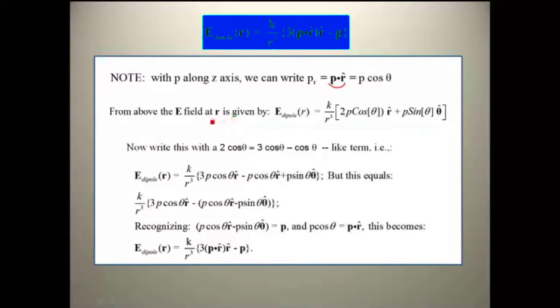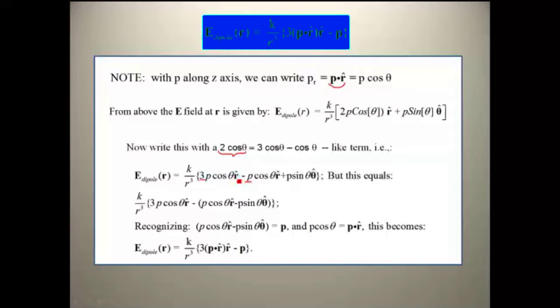Let's go back to the old expression for the E field from the dipole. And remember, here's our 2. We had P outside, but now we put it inside the brackets. And so otherwise it's identical to what we've used already. So here's the little trick. We say 2 cosine theta is 3 cosine theta minus cosine theta. This is exactly the same thing that we have here. And so now we expand that in terms of the E field. We put the 3 here, and here's the minus.